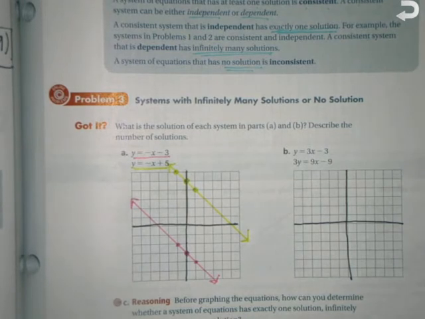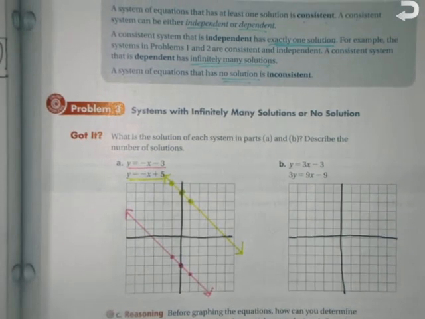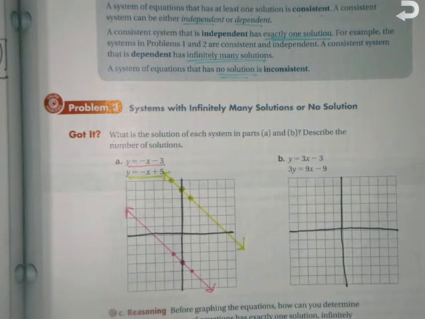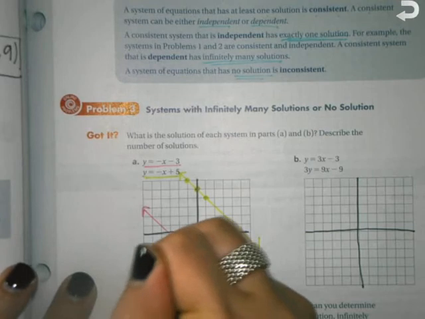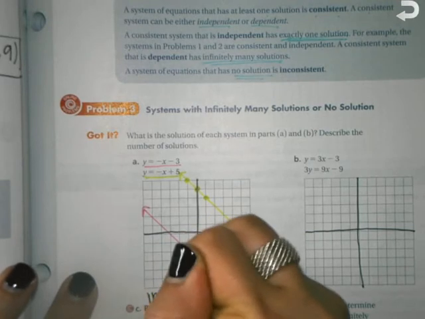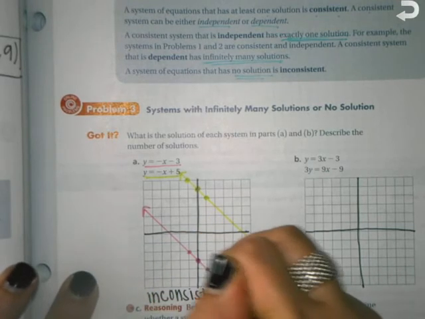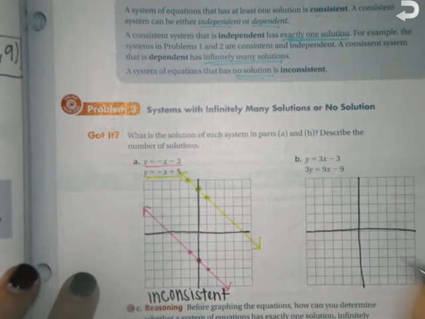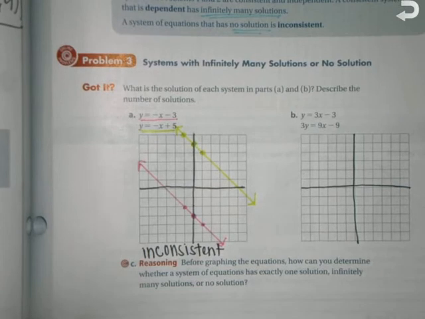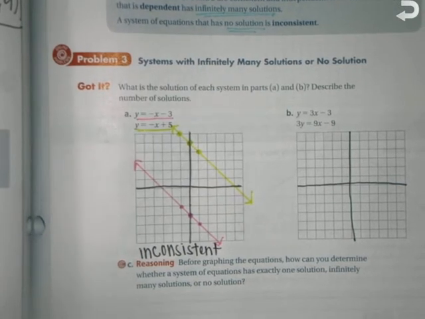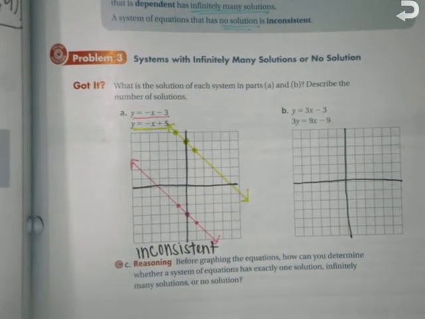Okay. So let's talk about this. Will parallel lines ever cross? No. So is there a solution to this? No. So this system has no solution, which means it is inconsistent. It's inconsistent because the lines are parallel and they will never cross. Okay? So in the homework it might ask you to explain why. That would be your explanation. The lines are parallel, so they will never cross.